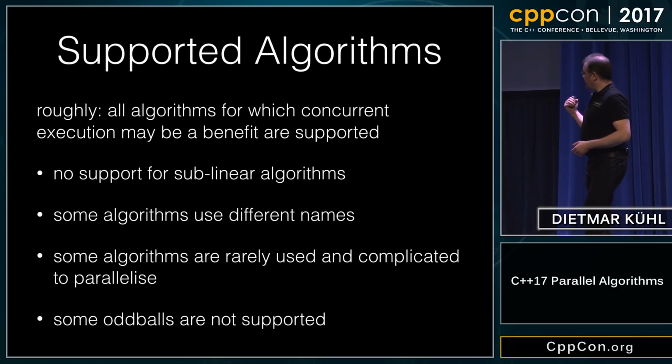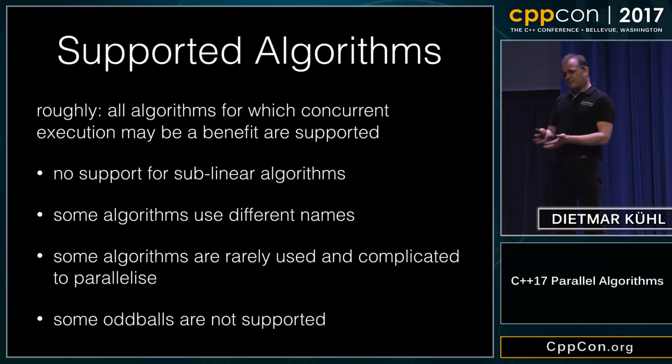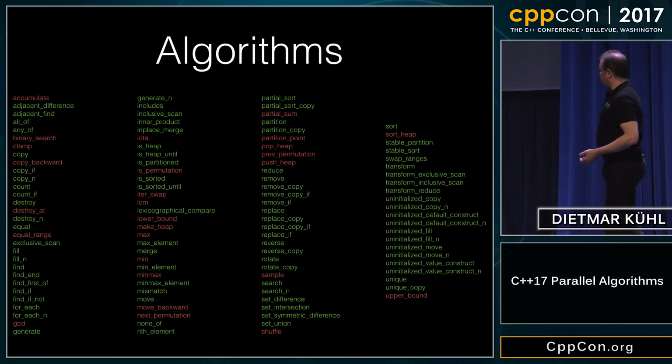Some algorithms seem to be unsupported, but are really supported under a different name. And then there are some algorithms which are relatively rarely used and fairly complicated, and I'm not sure whether you can make them parallel. They're not there, and then there are some oddballs which are not supported, for which I have not found a good reason why they're not there, but I will go over those in detail.